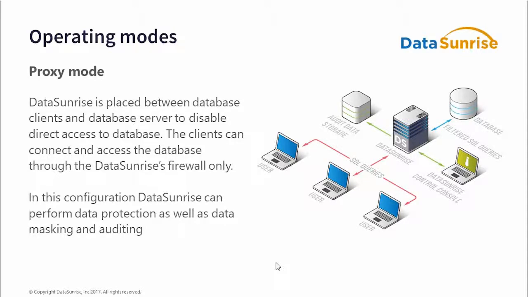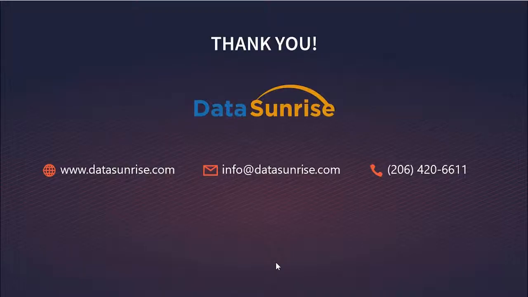And the proxy mode. When deployed in this configuration, DataSunrise acts as an intermediary or proxy between the database server and the client applications. Thus, the users and applications connect to the database server that's secured by DataSunrise through the DataSunrise proxy only. It enables us to intercept and block or modify unwanted queries before they reach the target database. Audit is also available in proxy mode.